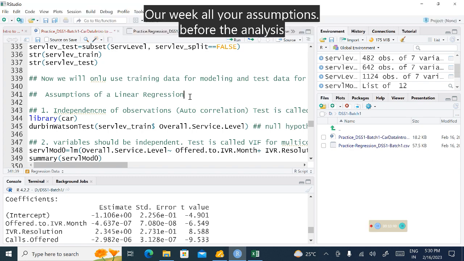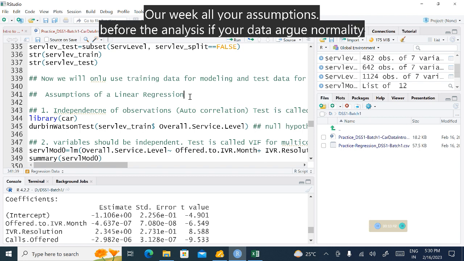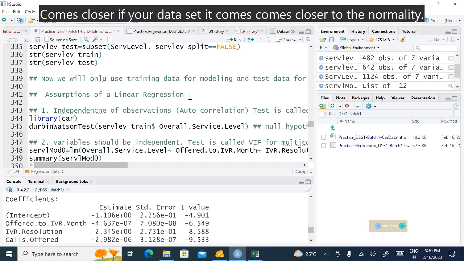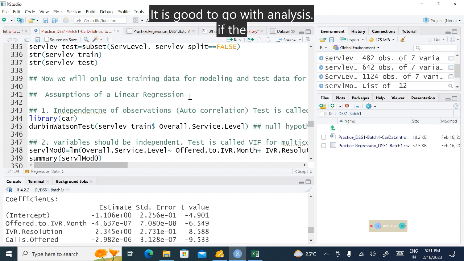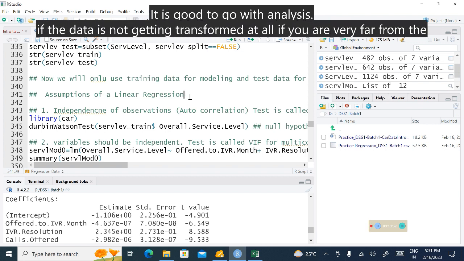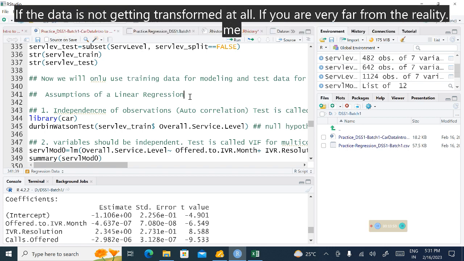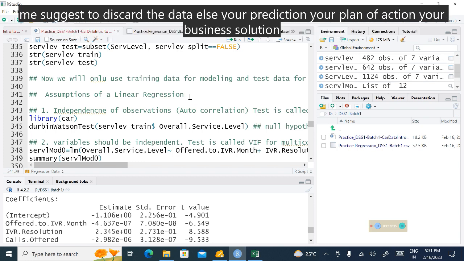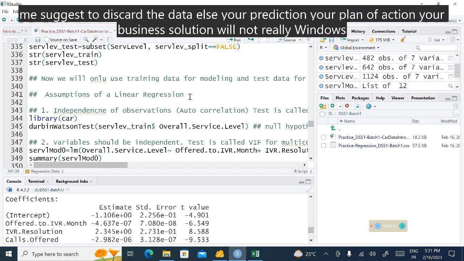If your normality comes closer, if your data set comes closer to the normality, it is good to go with analysis. If the data is not getting transformed at all, if you are very far from the normality, we suggest to discard the data. Else, your prediction, your plan of action, your business solution will not really work in the future.